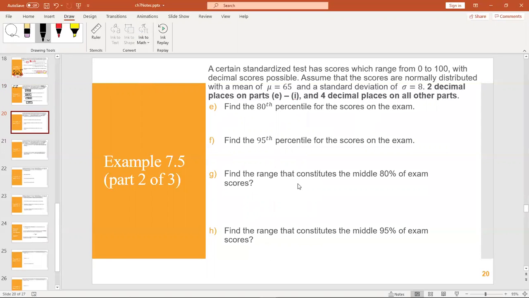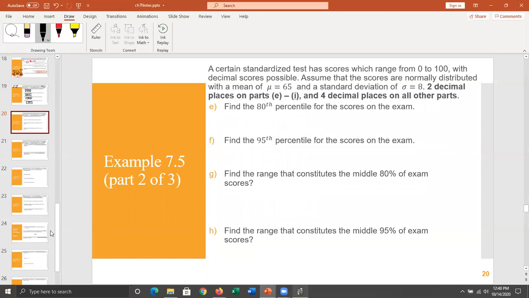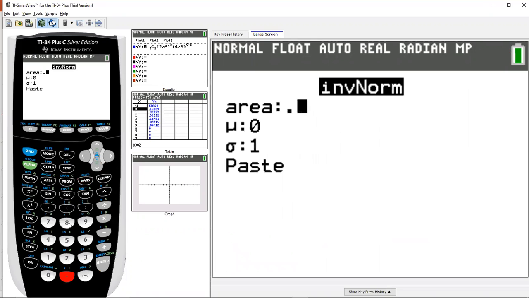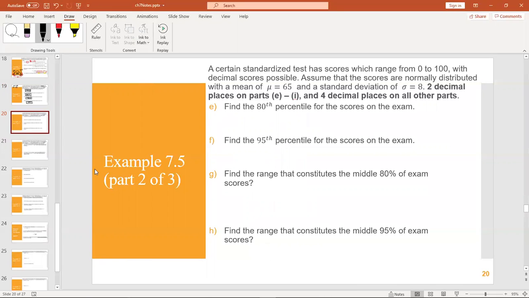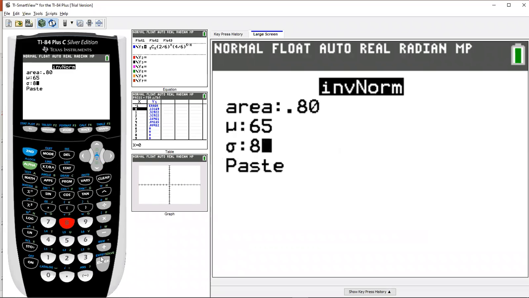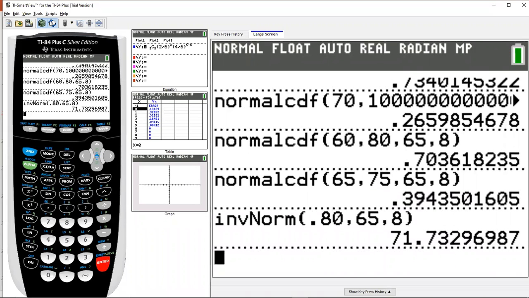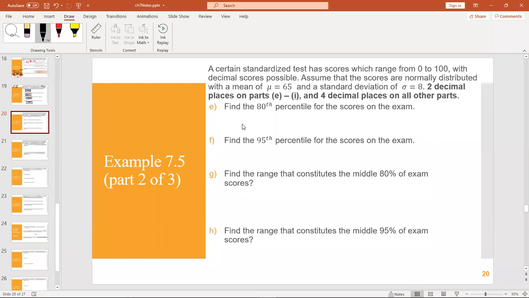Next, they want the 80th percentile. Okay, so if you want the 80th percentile, we're going to need to do inverse norm to work backwards. So the percentile is 0.80 for the 80th percentile. 65 was the mean. 8 is the standard deviation. You work this out and you get 71.73.